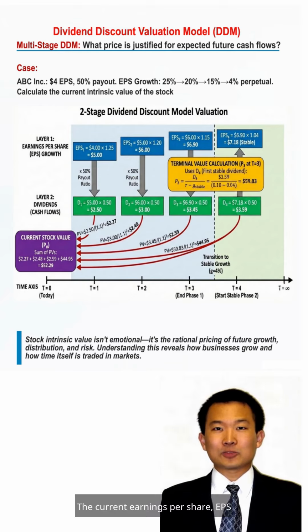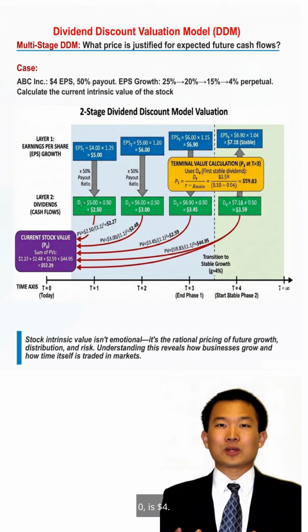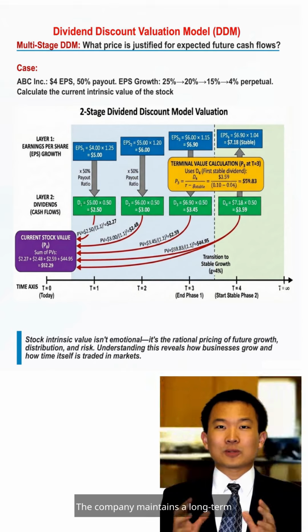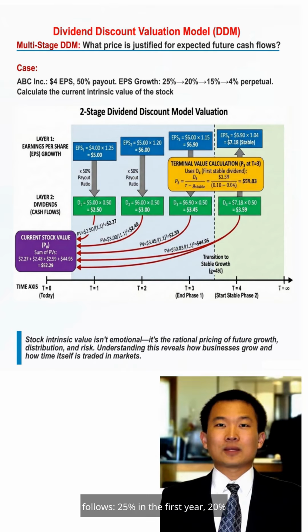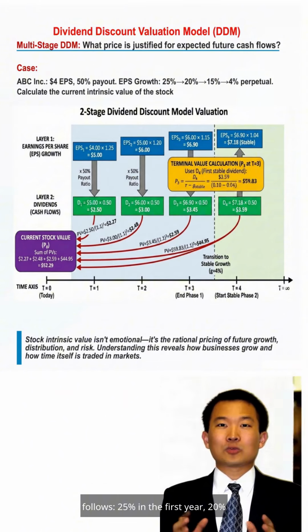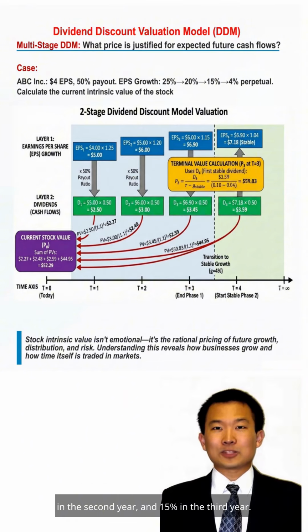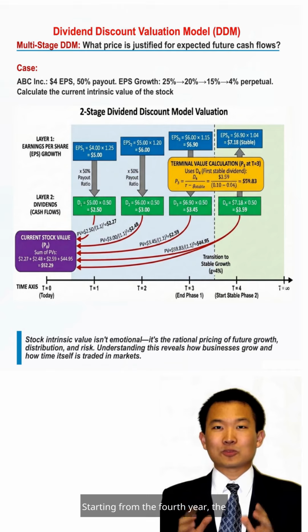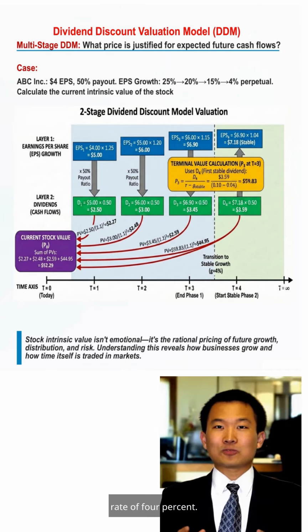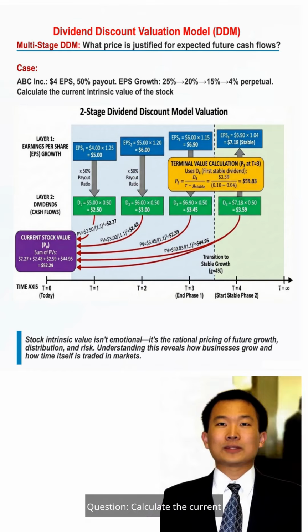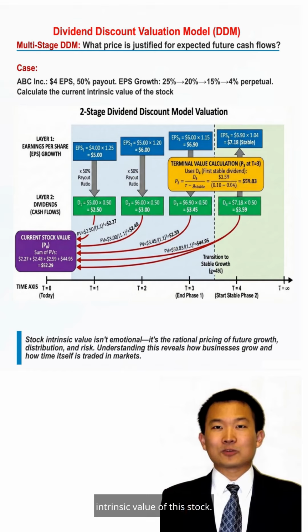The current earnings per share, EPS0, is $4. The company maintains a long-term payout ratio of 50%, and the expected earnings growth is as follows: 25% in the first year, 20% in the second year, and 15% in the third year. Starting from the fourth year, the company enters a stable phase, and earnings will grow at a perpetual rate of 4%. The required rate of return for investors is 10%. Question: calculate the current intrinsic value of this stock.